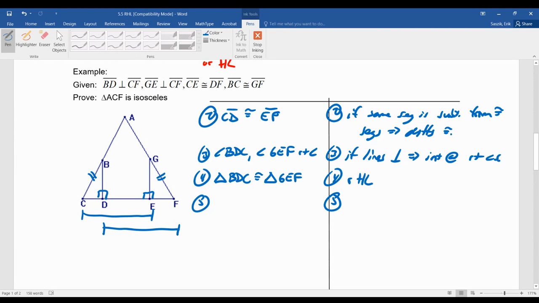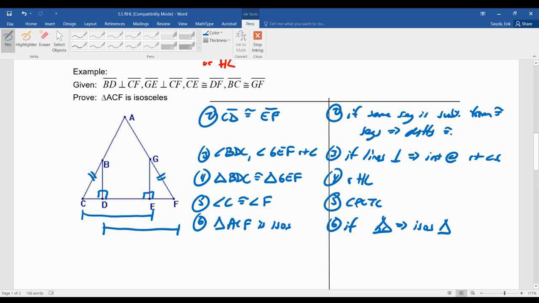And the next thing, of course, what do I have to prove? I have to prove that the whole thing's isosceles. I'm going to say angle C congruent to angle F, and that's by CPCTC. And lastly, we can then say that triangle ACF is isosceles. If angles, then you have an isosceles triangle.